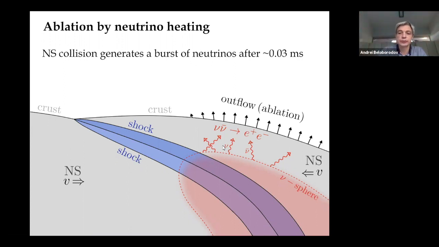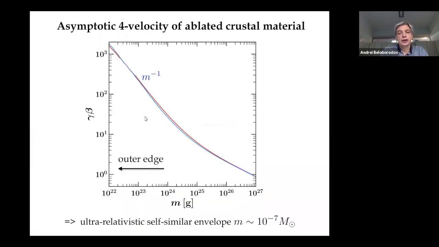We've done a hydrodynamic calculation for that process, and this is the distribution of the ejected material, the Lorentz factor of ejected mass, with mass counted from the outer edge. So little m is equal to 0 for the leading front of this ablating material, and as you go deeper, the Lorentz factor of this material decreases. You can see this huge gamma beta starting from like 1,000, and it has this self-similar distribution. So what you create is a homologous, ultra-relativistic envelope, ablated by neutrinos, with total mass about 10 to the minus 7 solar mass.